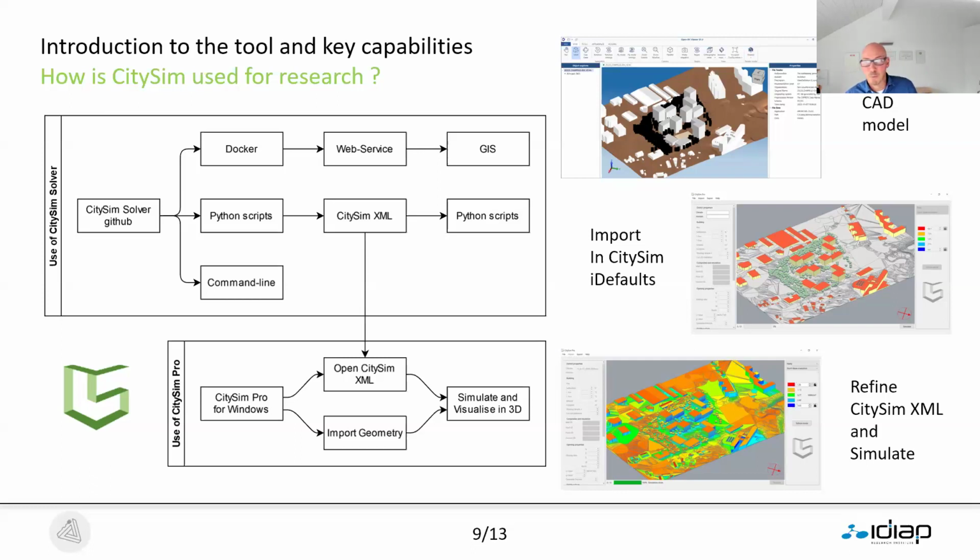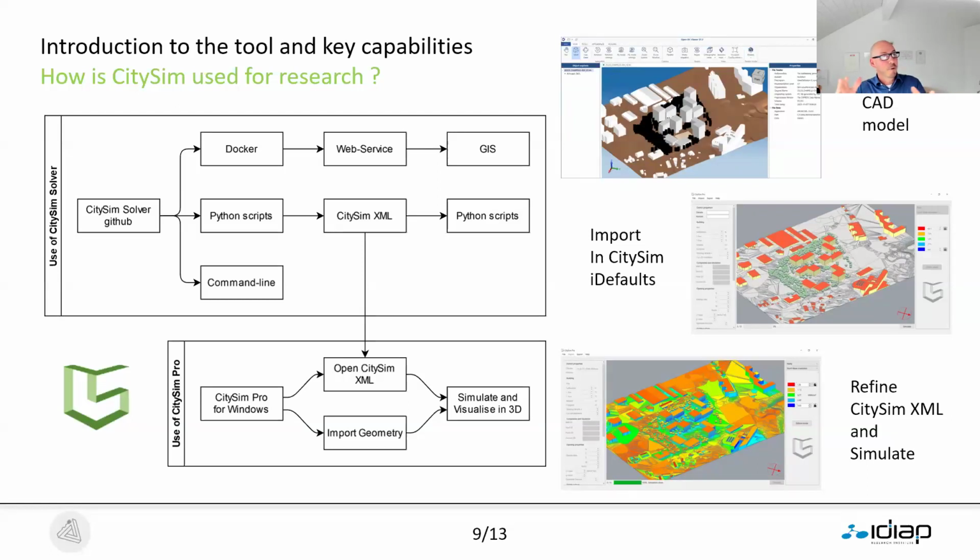So basically what we did at some point was to create a Docker on our GitHub so that people can Dockerize CitySim completely, use it as a web service for GIS, or they can use Python scripts to scrape data from different sources and to create a CitySim XML file that can be run within the solver or loaded in CitySim Pro, the graphical user interface, to be able to see the buildings in 3D and see the results of those simulations.